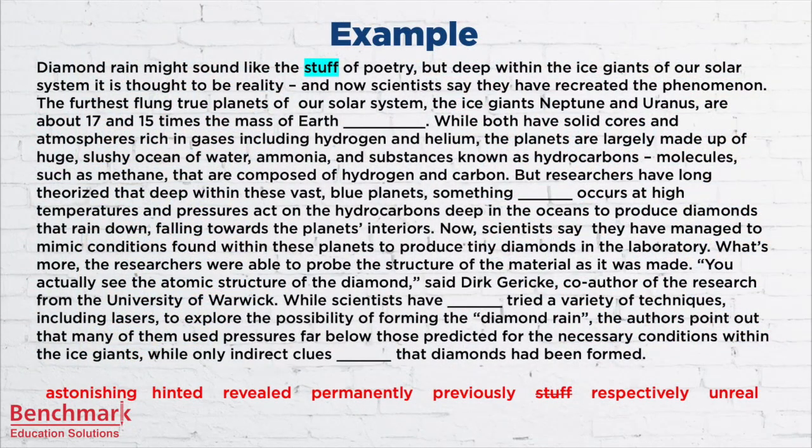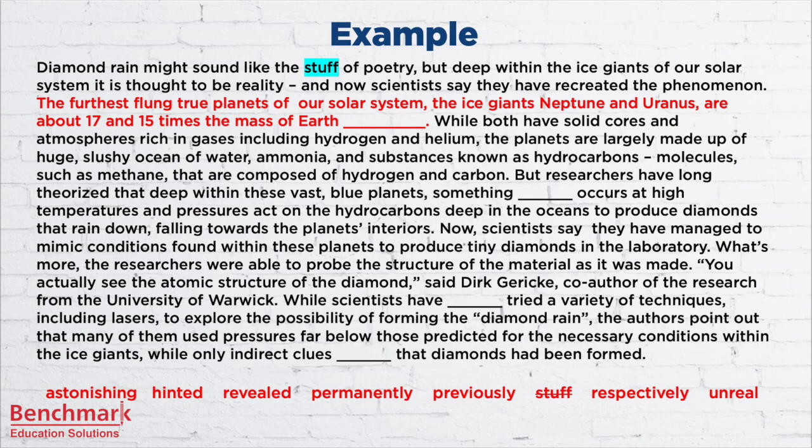Now let's look at our next gap. In this case, I'm going to read the information that comes before the gap, since the gap is at the end of the sentence. The furthest flung true planets of our solar system, the ice giants Neptune and Uranus, are about 17 and 15 times the mass of Earth, blank.